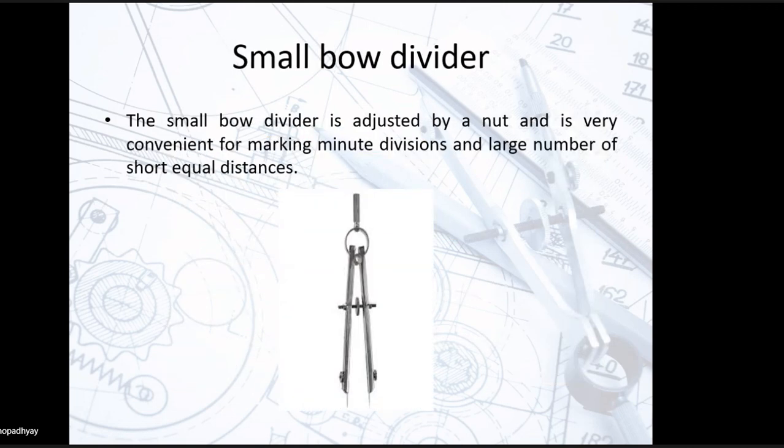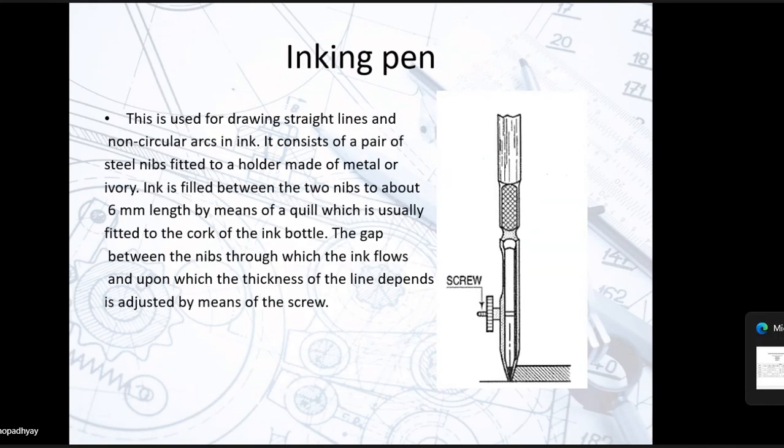This one is your small bow divider. The small bow divider is adjusted by a nut and is very convenient for marking minute divisions and a large number of short equal distances. Right? So here you have this nut. By rotating this one, you can increase or decrease the width of the legs. You have an inking pen. It is used for drawing straight lines and non-circular arcs in ink. It consists of a pair of steel nibs fitted to a holder made of metal or ivory.